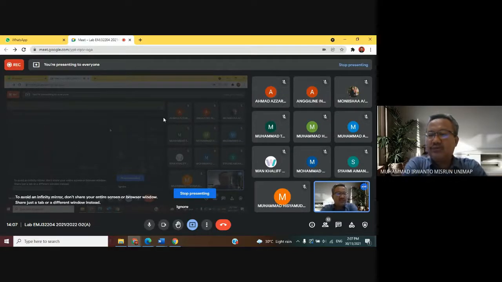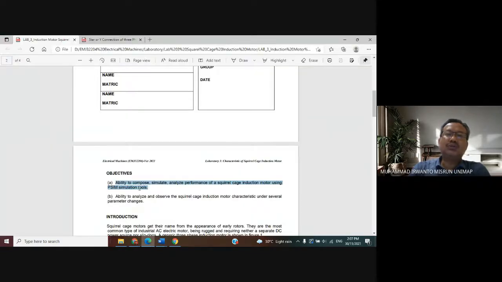The objective of this lab, the first, is to compose, simulate, and analyze the performance of a squirrel cage induction motor using the PSIM simulation tool. The second is the ability to analyze and observe the squirrel cage induction motor characteristics under several parameter changes.